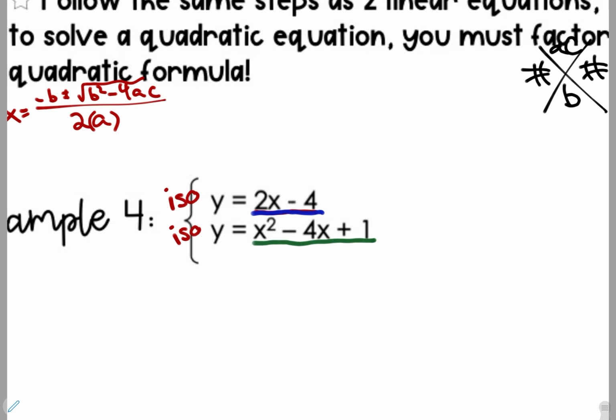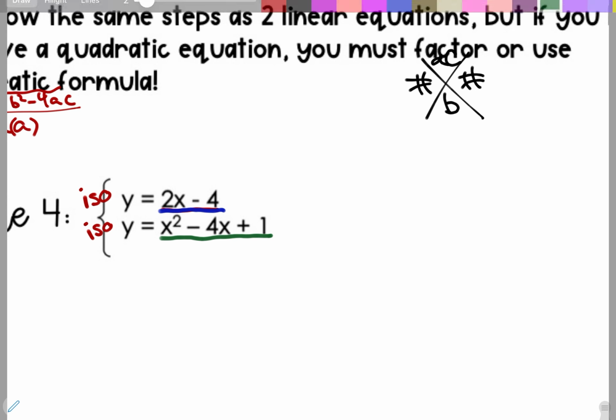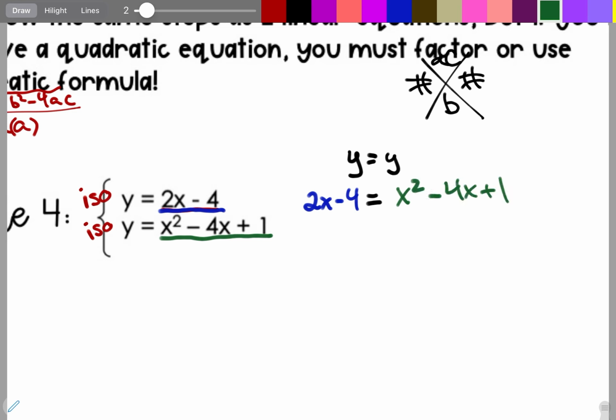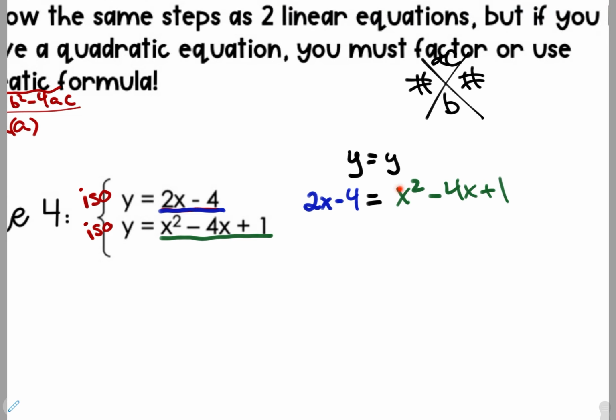You create a substitution equation. Now, here's how that looks. Due to identity properties, y is equal to y. That's a given. So we can also assume that 2x minus 4 is also equal to x squared minus 4x plus 1. And now that I've written this, I'm going to rewrite it for one simple reason. You see this x squared over here? I want my brain to not get scrambled.